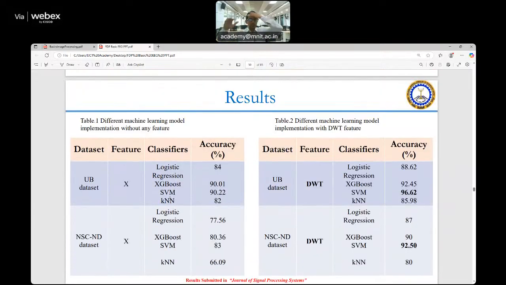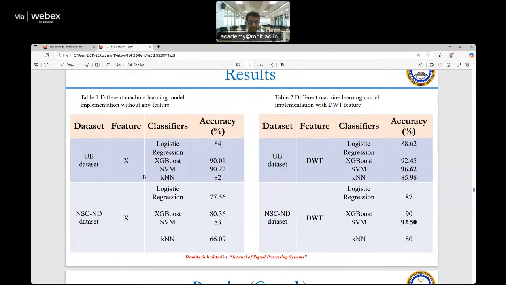Now coming to the result part, whenever you are doing any research, it is always good that you compare it with another method. We have calculated using DWT on different data sets, the New Delhi data set and the University of Bonn data set. Their accuracy is coming 96.62 and 92.5.